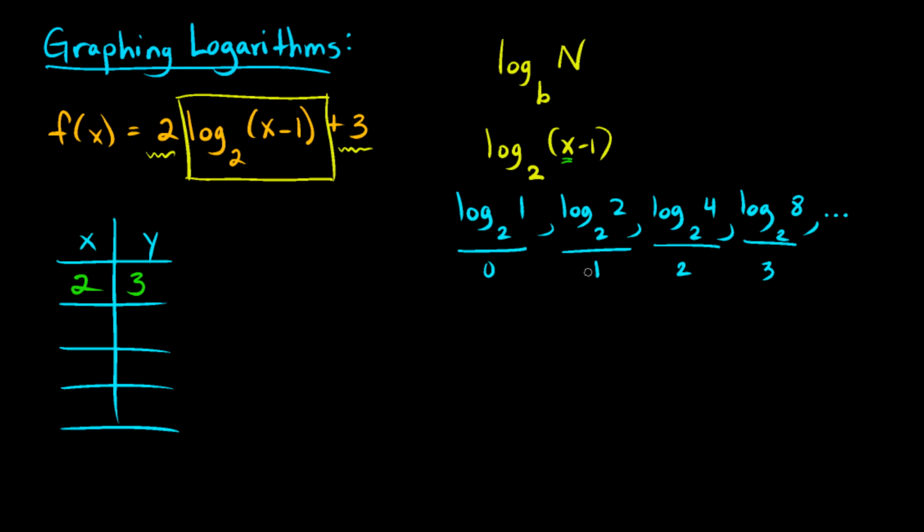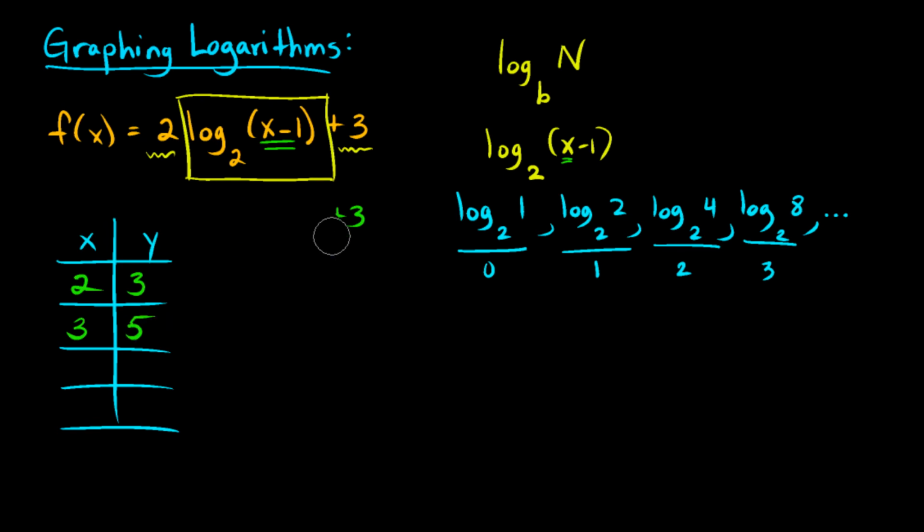Okay, let's do it. Let's try to recreate or get a log base 2 of 2. So I'm looking at x minus 1, and I want to have a 2 over there. So if I plug in a 3, I'm going to have 3 minus 1 is 2. So then I'm going to have 2 log base 2 of 2 plus 3. Log base 2 of 2 is 1, because 2 to the 1 is 2. 1 times 2 is 2, and then plus 3 is 5.